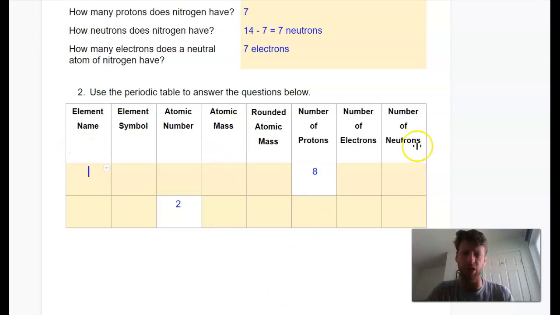So we're going to fill out this whole chart. However, this time I didn't tell you which element it was. You're going to have to figure that out. So what information did I give you? In my first row, I told you the number of protons is 8. Well, that tells us important information.